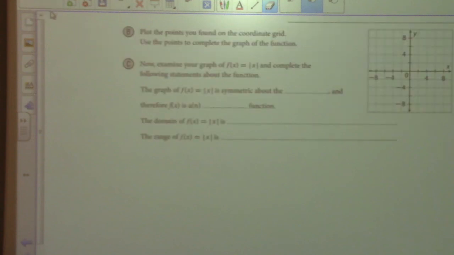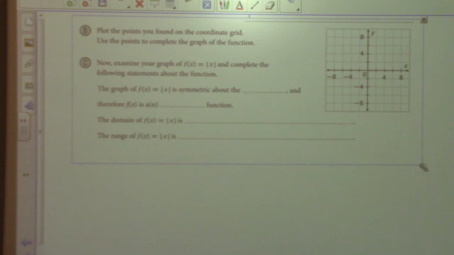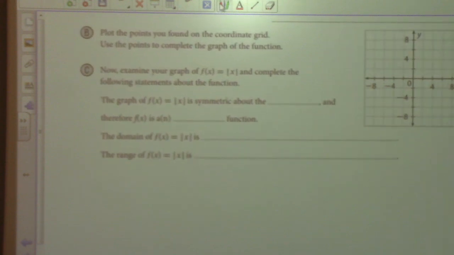Next, we have plot the points you found on your coordinate grid. Complete the graph of the function. And over here, if you remember the graph, we had negative 8, 8. We had negative 4, 4. We had 0, 0. We had 4, 4, and 8, 8. And so the graph will look like this, if I could draw it right. So that's what it'll look like.